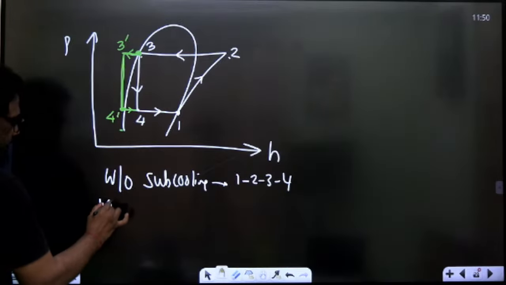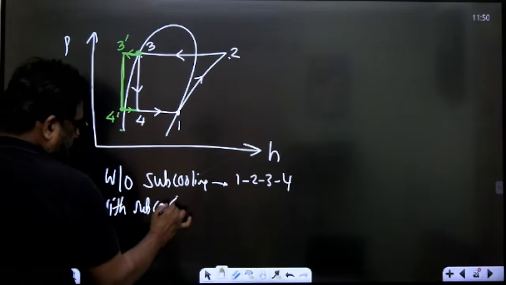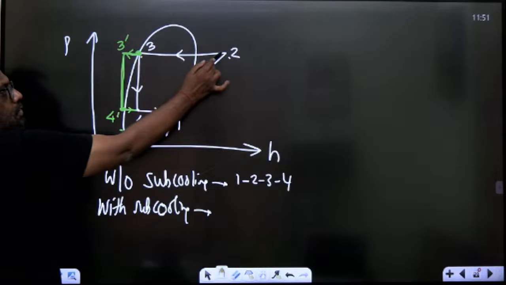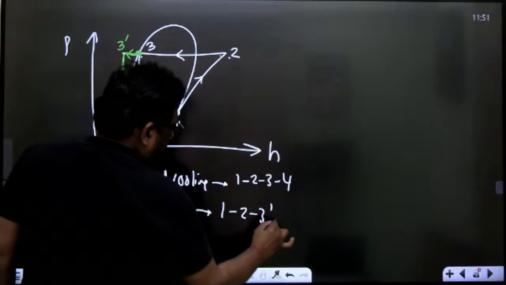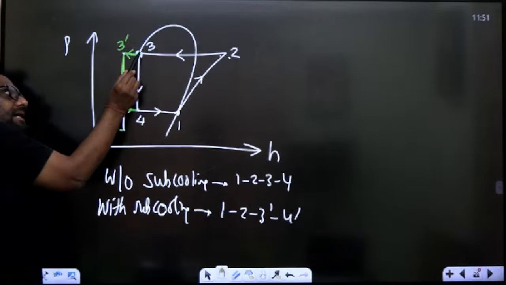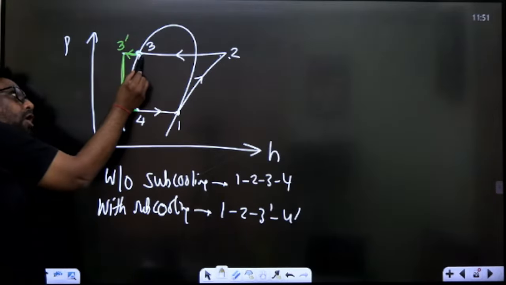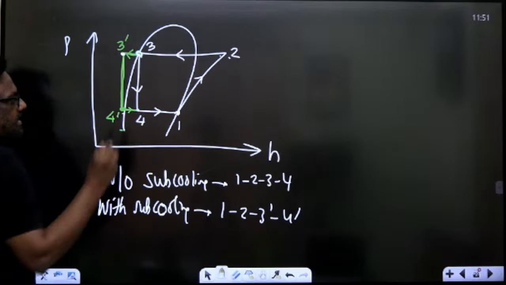With subcooling, what is the cycle, sir? With subcooling, 1 2 3 dash 4 dash. Have you understood? देखो, subcooling is nothing but it is not leaving the condenser as saturated liquid, but it is leaving और cool करेंगे, ये subcool होके liquid में आ जाएगा. So therefore अब यहां से throttle करके हम ये cycle करवा रहे हैं.